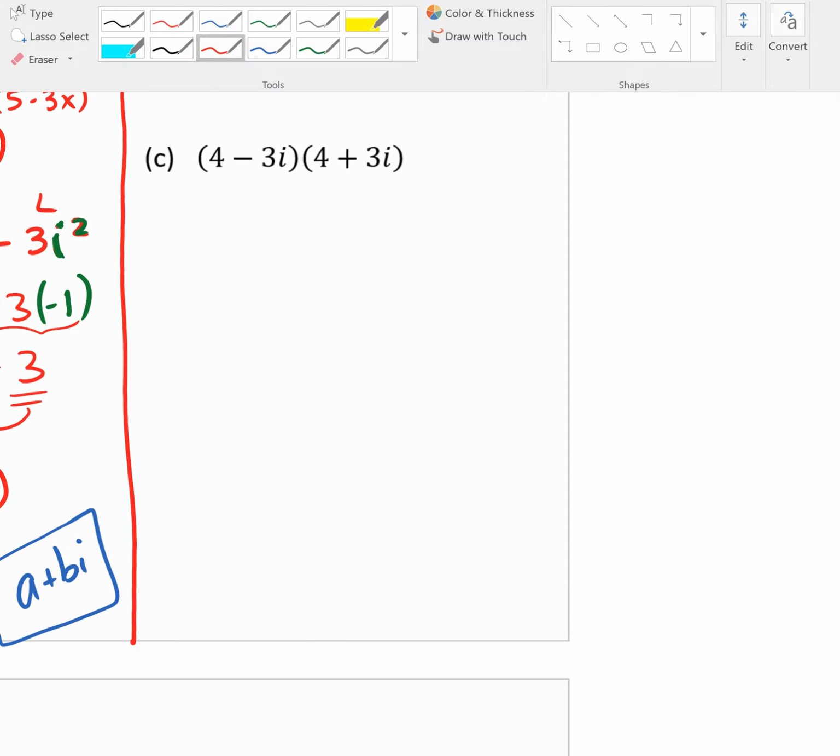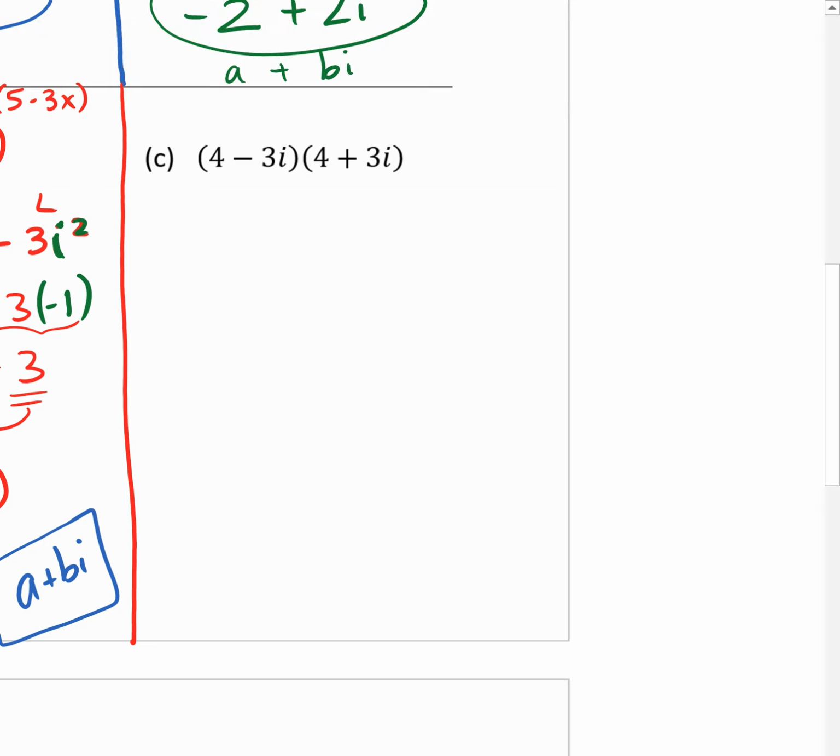So here we're dealing with kind of the same type of thing. I might want to FOIL. But you notice these kind of look like conjugates, like we talked about a few sections back. Because you notice these are the same terms. You have a 4 and a 4, so same terms. 3i and 3i, but the signs in the middle are opposite, right? A minus and a plus, or if it was a plus and then a minus, same thing. So remember before, kind of magical things happened when we multiplied conjugates. Let's see if the same thing happens here.